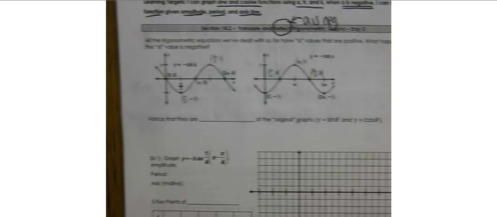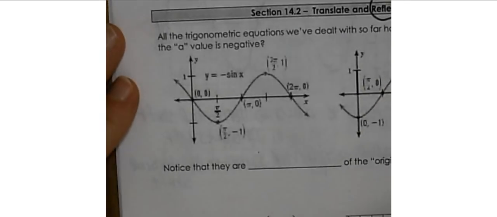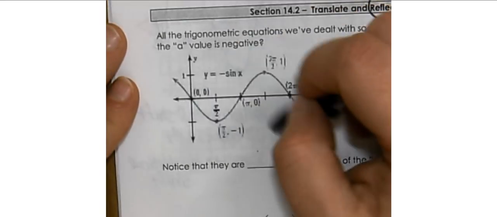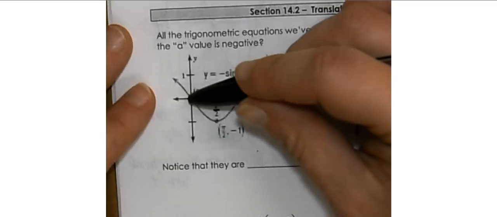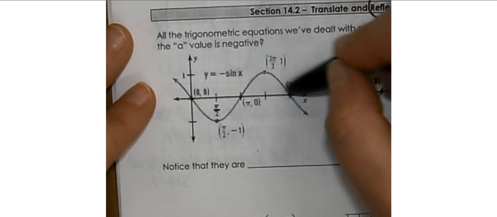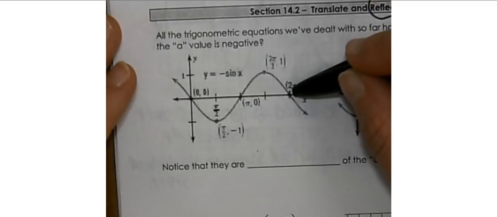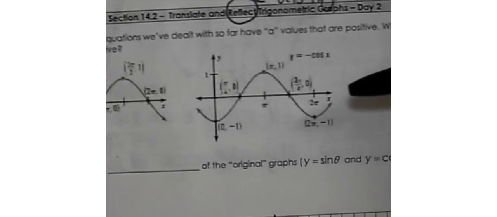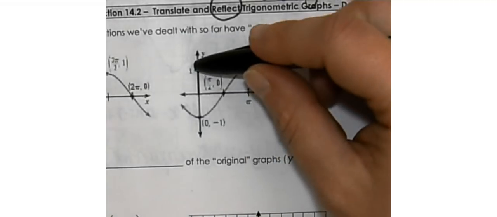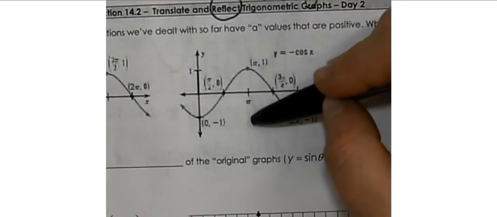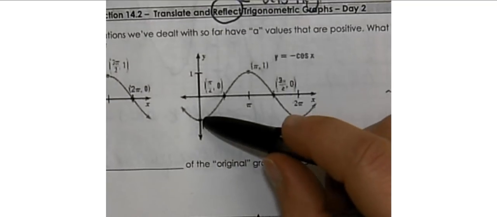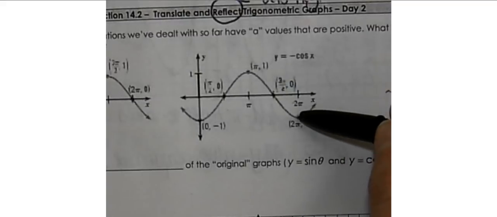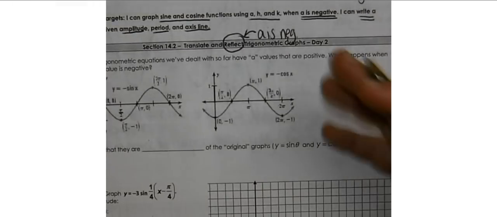Take a look at what we have for sine. So we know that sine is supposed to go 0, up, 0, down, 0. But unfortunately, that's not what we have here. We have 0, down, 0, up, 0. So it's kind of reversed in a way. Same thing with cosine. Cosine, we're used to starting up. We would have up, 0, down, 0, up. But now it's been reflected. So now we start down. Down, 0, up, 0, down. So whenever you have an a value that is negative, the graphs are reflected.